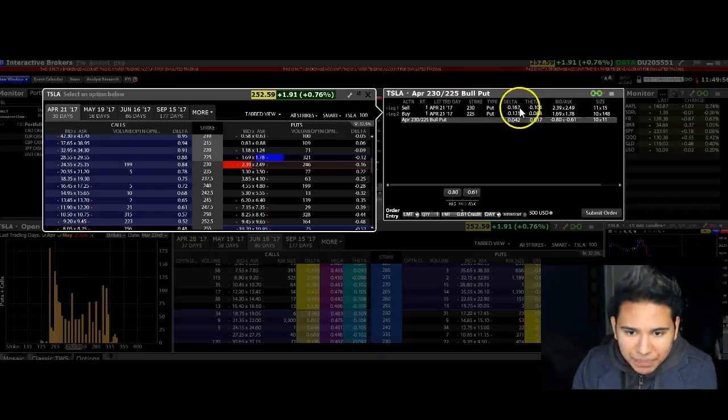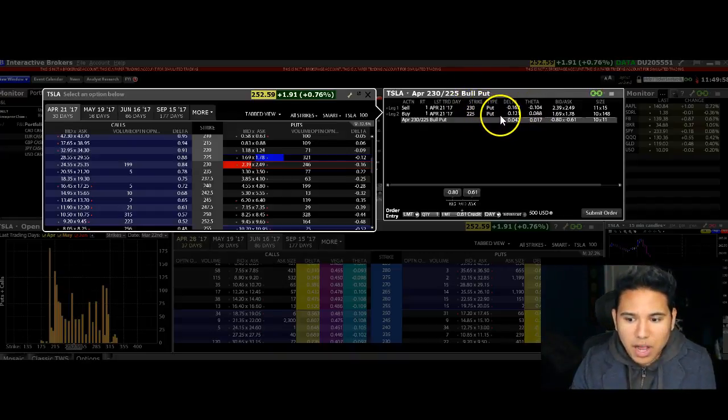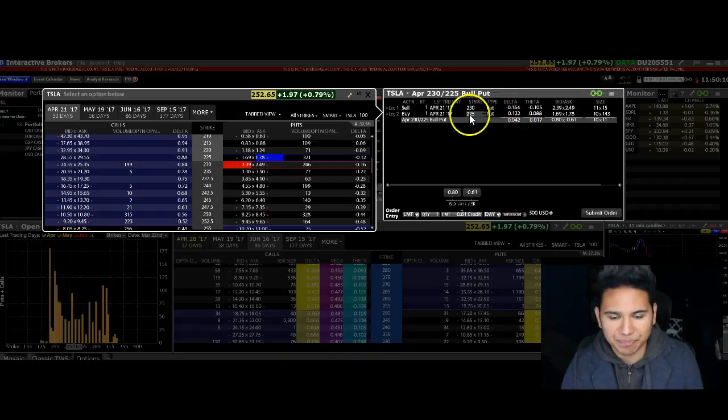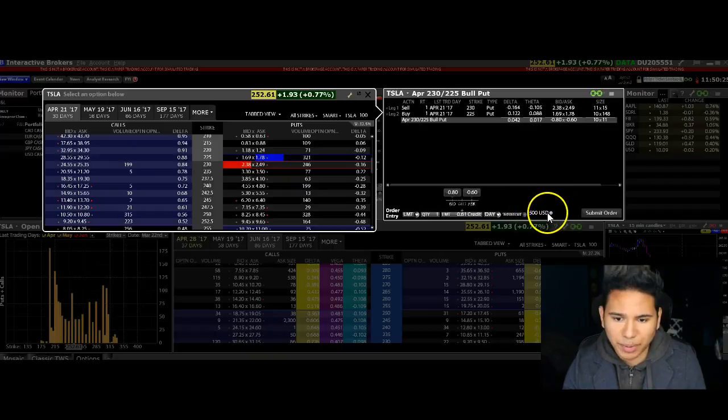Essentially, we're collecting a premium off of the 230, which is where we want to buy it anyway. But in a worst case scenario, we will be covered at 225. So if it goes to zero, the most that we can lose is $500, because 230 minus 225 is $5 times 100 shares. We're only exposed $500, but it's very unlikely that that would even happen in the first place.